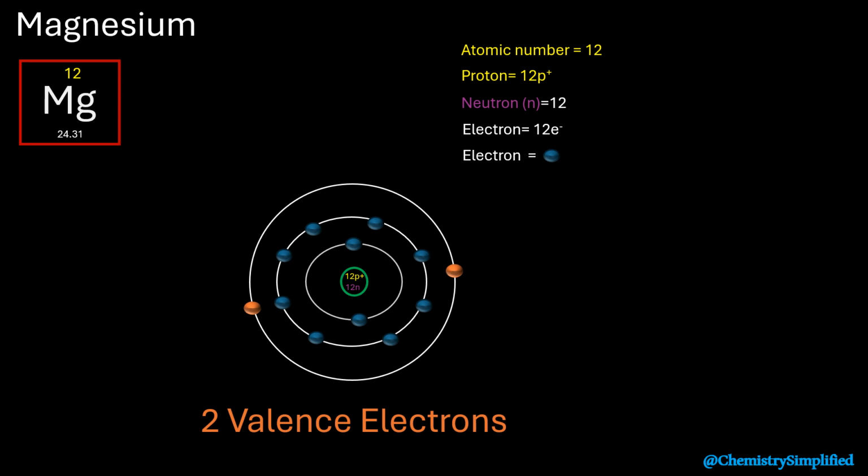It has a total of 12, but 10 of them are located on the inside. We call them core electrons. And the last 2 that are on the outermost energy level, we refer to them as valence electrons.